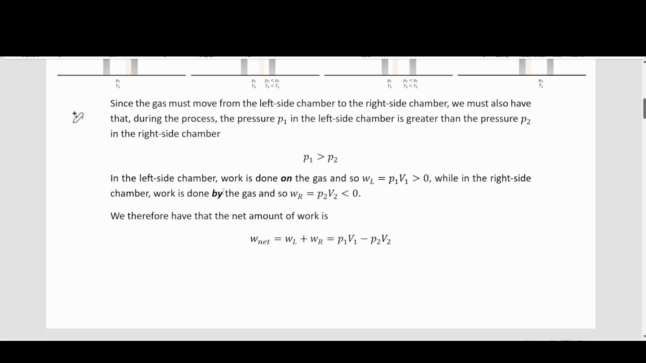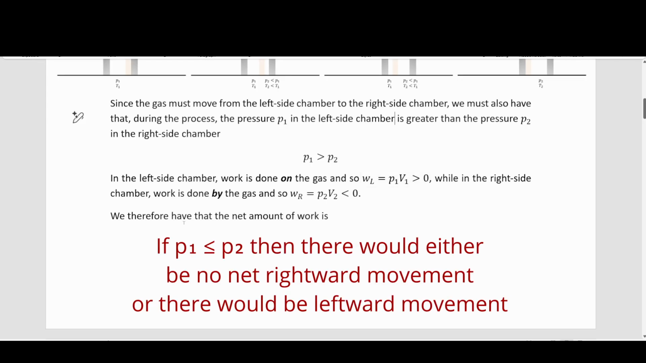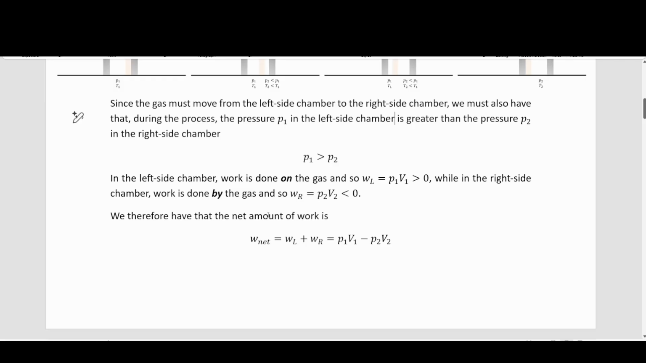side. In the left side chamber, work is done on the gas, and so the work, equal to the pressure times volume on the left side, is greater than 0, while in the right side chamber, the work is done by the gas onto that chamber pushing to the right, and so the work on the right side, which is equal to the pressure times volume on the right side, is less than 0. We therefore have that the net amount of work, which is the work on the left plus the work on the right, is equal to P1V1 minus P2V2.